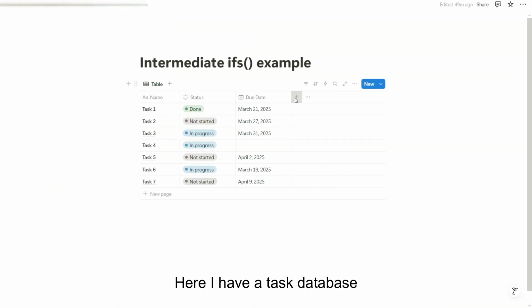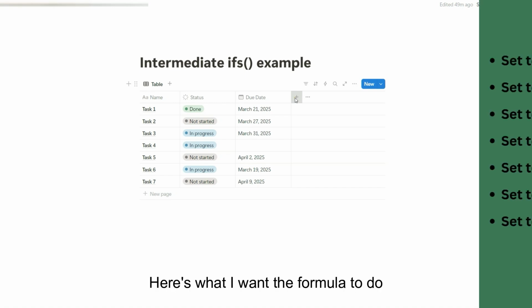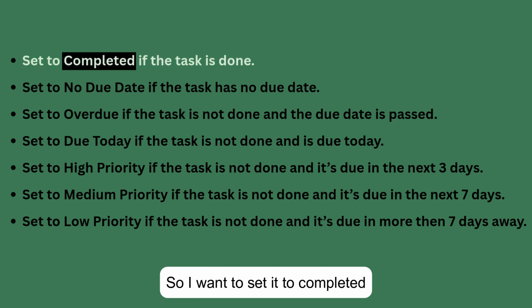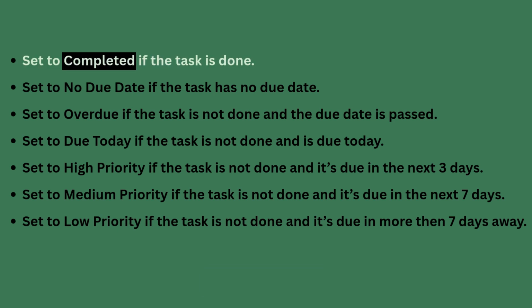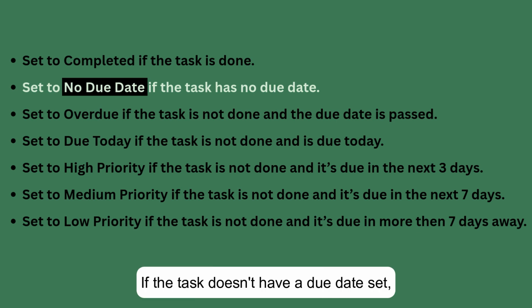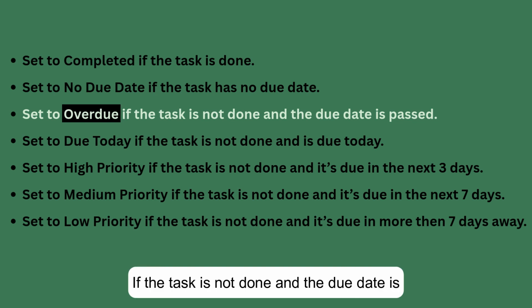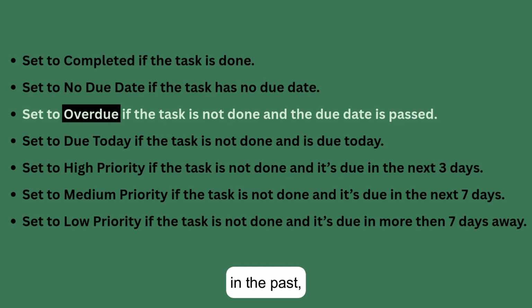Here I have a task database, and I want a formula to set a priority based on the task's status and due date. Here's what I want the formula to do, and you can see it's quite a long list. So I want to set it to completed if the task is done, set to no due date if the task doesn't have a due date set. I want it to say overdue if the task is not done and the due date is in the past.